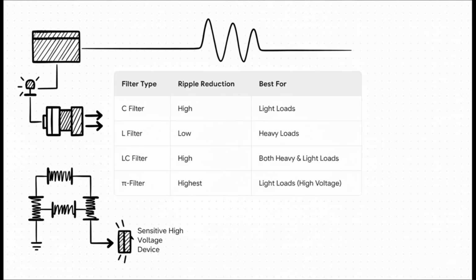So which filter is the best one? Well, as you can see from this chart, it really depends on the job. A simple C filter is great for light loads, maybe like a small LED circuit. An L filter, on the other hand, works better for heavy loads that draw a lot of current. The LC filter is a pretty good all-rounder, but if you want the absolute highest ripple reduction, which is perfect for sensitive, high-voltage gadgets, the Pi filter is the clear winner.